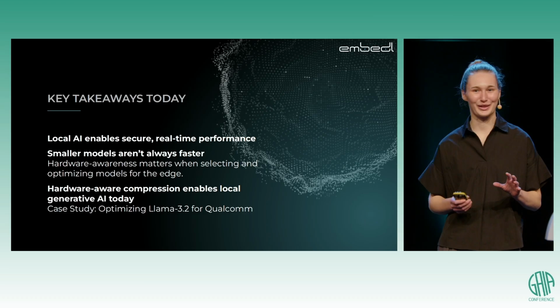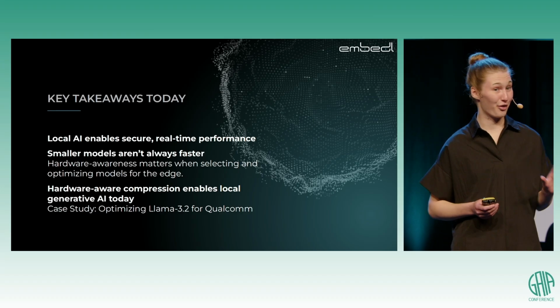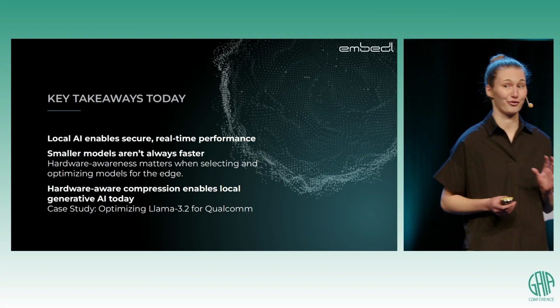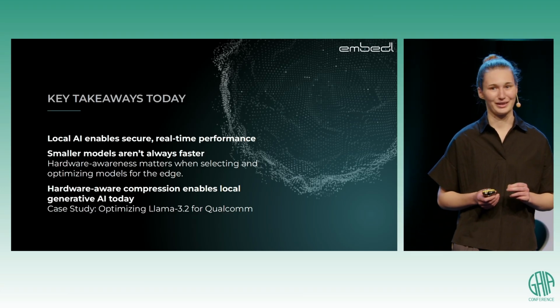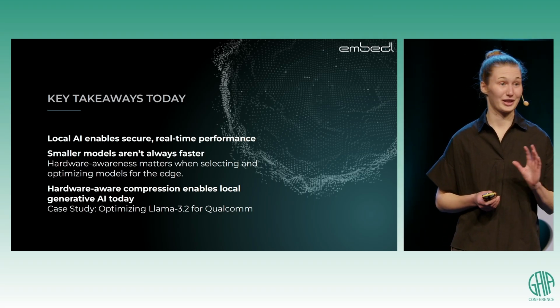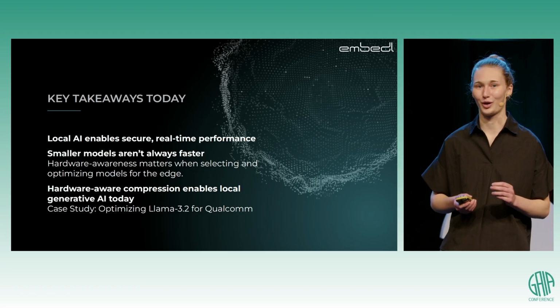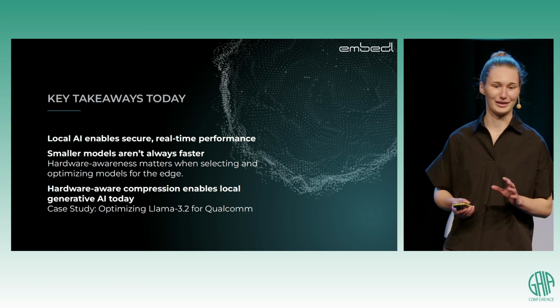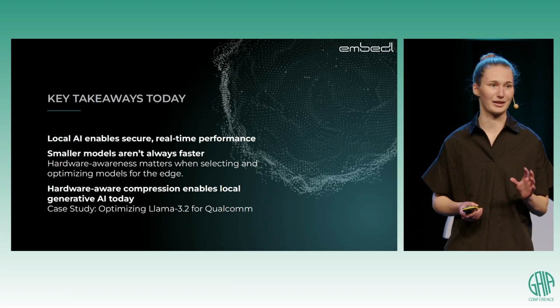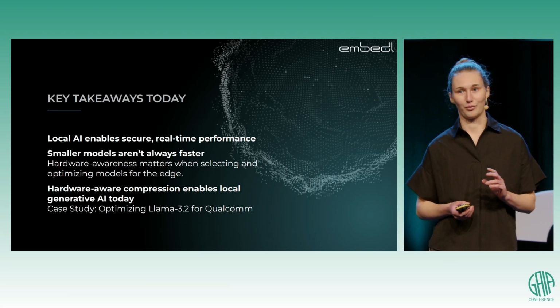My goal for this presentation is to compress the knowledge we have gained at Embedl over the last couple of years into a 20-minute presentation, and hopefully each and every one of you gets something out of this. So we have 3 key takeaways. We're going to see how local AI can enable secure and real-time performance already today. Some use cases, maybe with SenseAct you have just seen. We will see some of the challenges, one being that smaller models aren't always faster, and optimizing models for the edge is not an easy task. And then at the end, we're going to have a look at a case study we did, where we optimized Llama 3.2 for Qualcomm, a mobile chip.